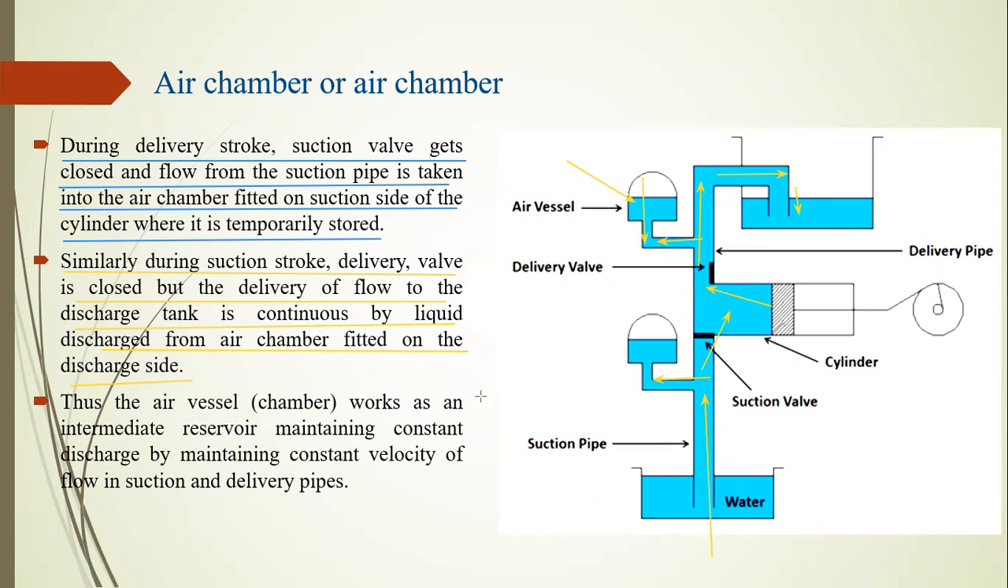So a single acting reciprocating pump gives an intermittent output, but we have to convert this pump to a continuous output. We require two air chambers, or air vessels, fitted into the suction line and the discharge line. Let me repeat once again how it works.